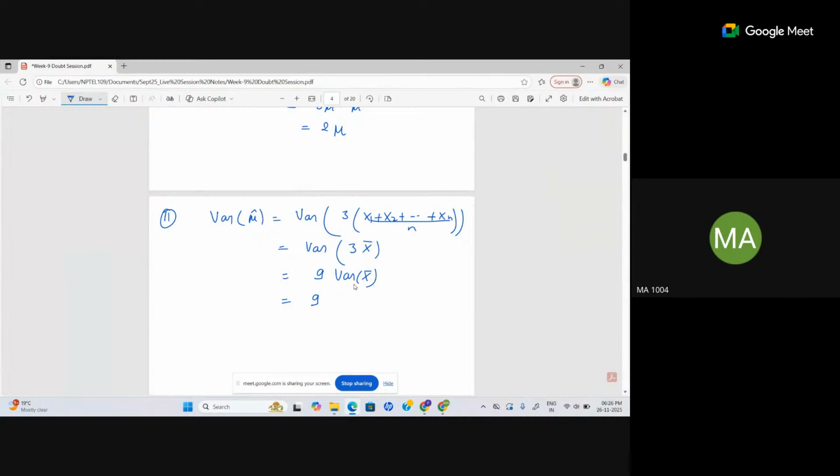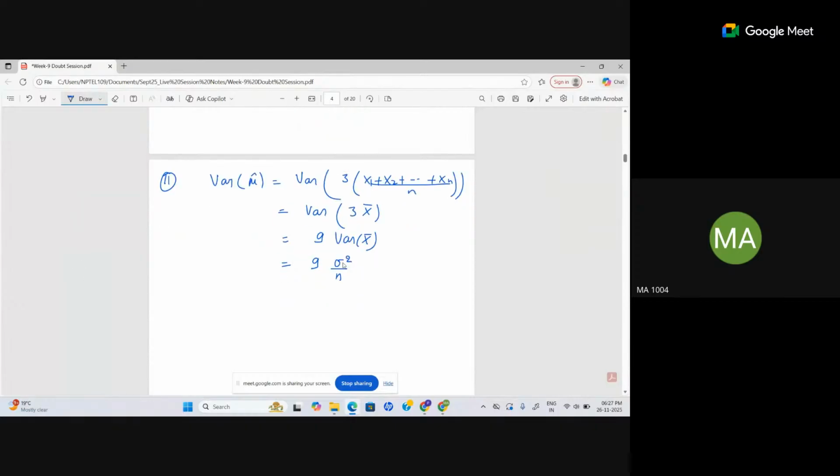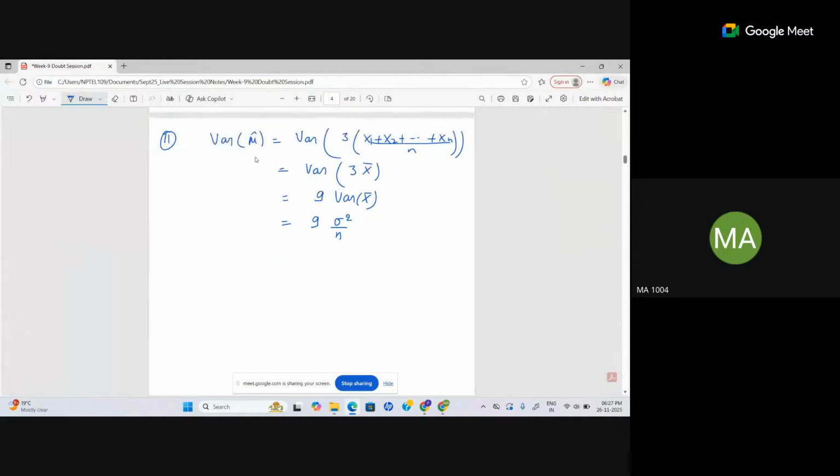Now what is the value of variance of x bar? It's better if you remember these things. Variance of x bar we already calculated in the previous question. It is sigma square by n. So it will be good if you remember these two things at least: expectation of x bar and variance of x bar. It will save your time in the exam. Otherwise you can solve it also, but that will take some time. So variance is 9 sigma square by n.